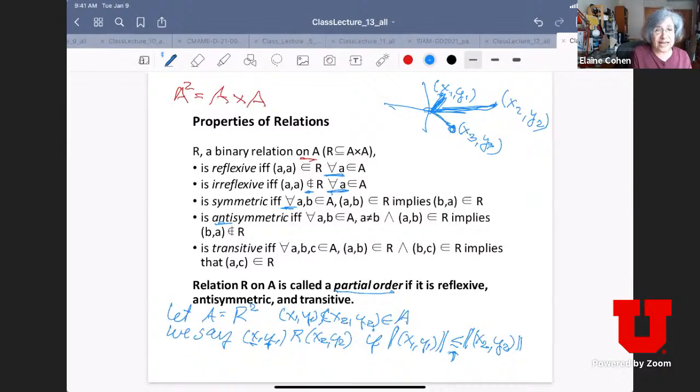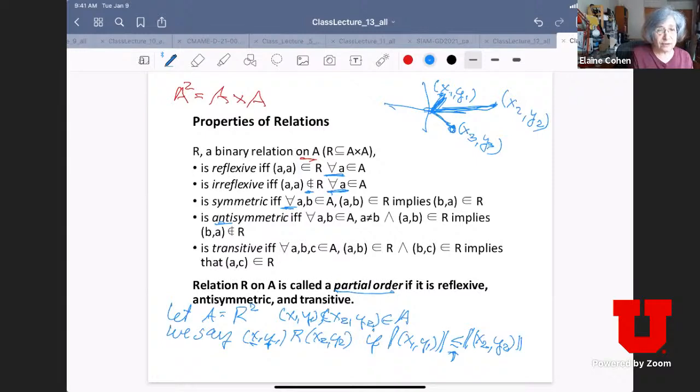Okay, so that's a case where it's neither symmetric nor anti-symmetric because we found cases that are related in both directions, but we have other cases that are not related in both directions. If there's one element that fails the condition, it absolutely disqualifies it. Absolutely. Okay. Now, what about transitive?